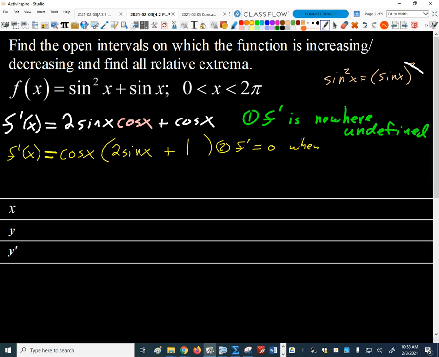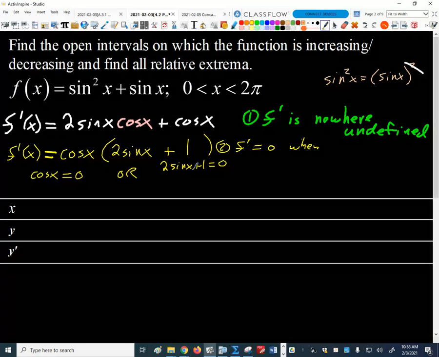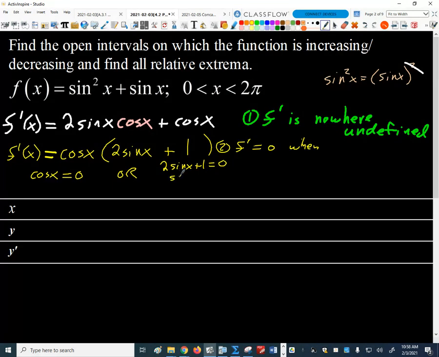when one of two things happens. Either when cosine x equals 0 or 2 sine x plus 1 equals 0. Well, if I solve that for sine x, isn't that the same thing as saying when sine x equals negative 1/2? Anybody agree?